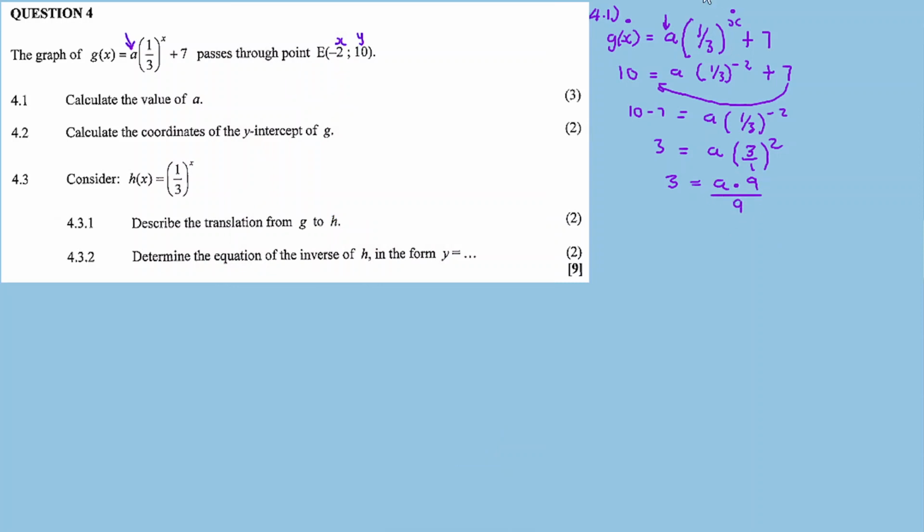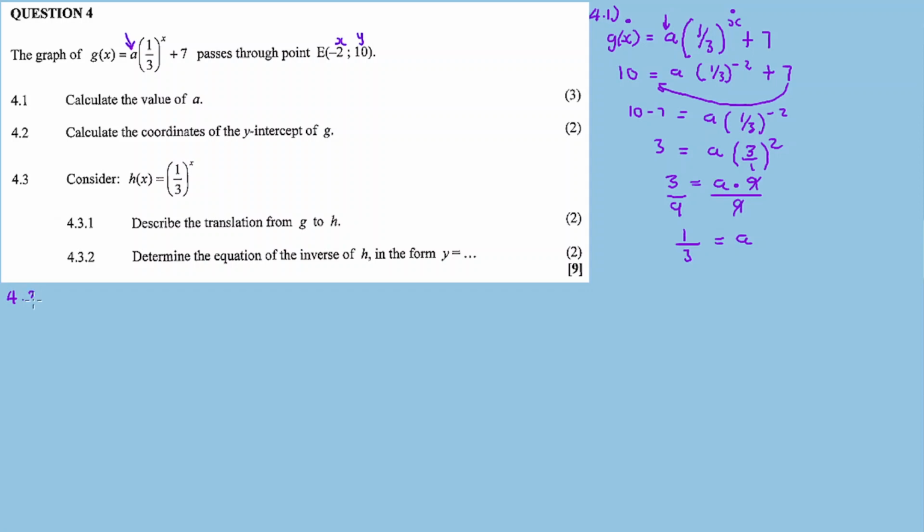Divide both sides by 9. 9 cancels 9. 3 over 9 is 1 over 3. This is equal to a. So my a value is equal to 1 over 3. Now 4.2.